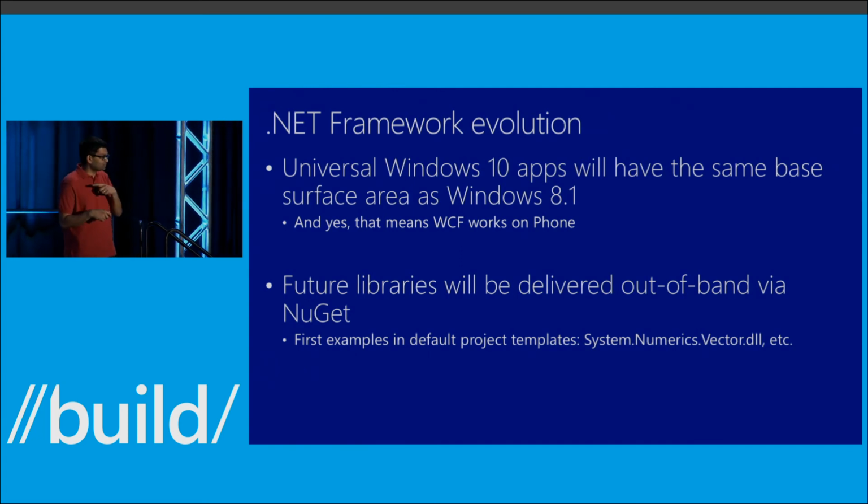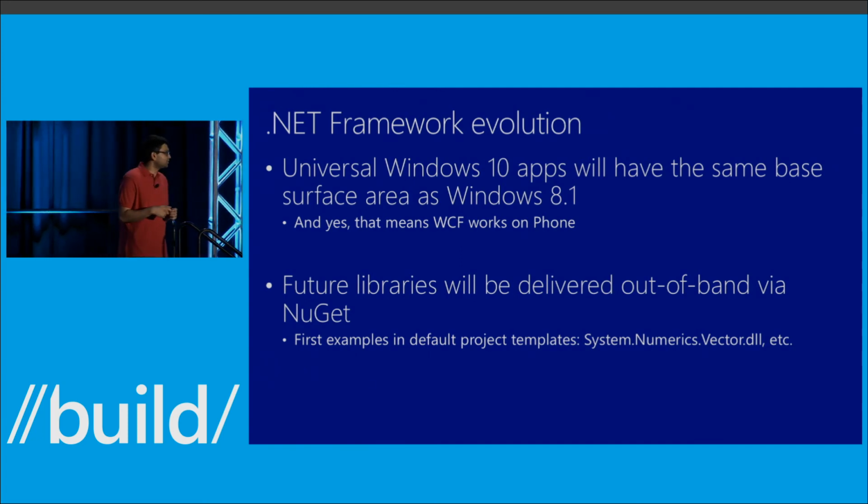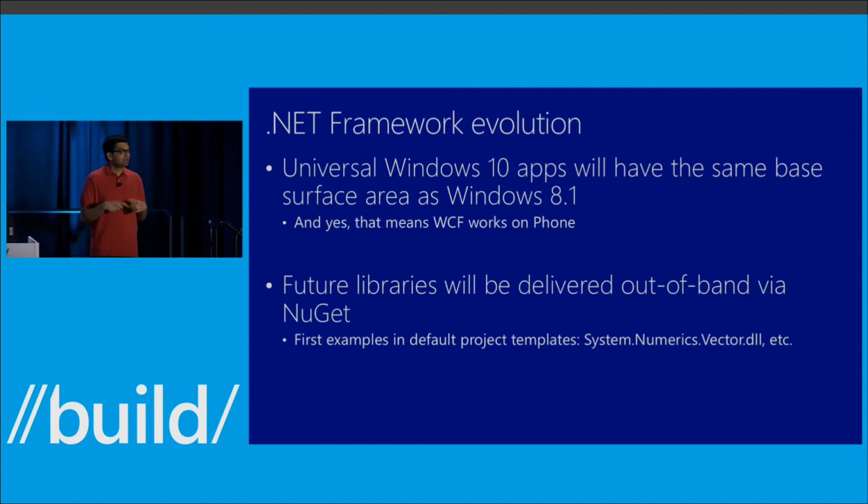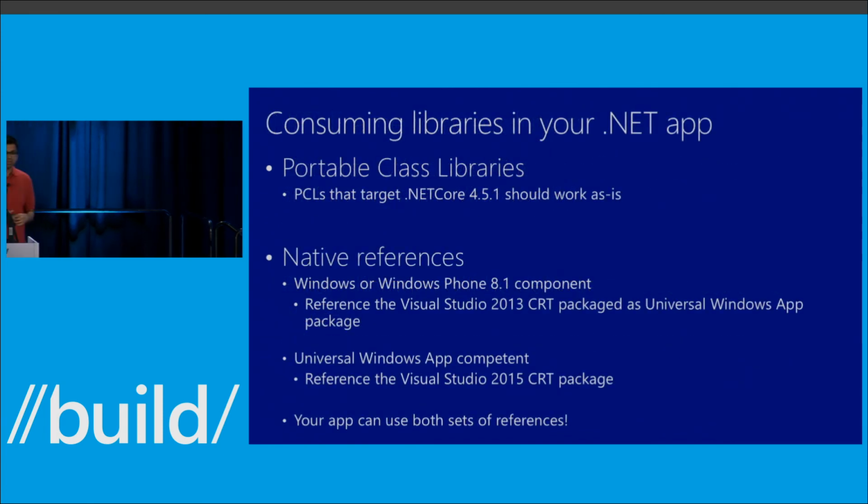If you take a look at the default project templates in Visual Studio, we already have the first few examples, where we have System.Numerics, for example, included in your default template. We'll start adding more and more surface area to your projects based on what you guys need, over time as NuGet deliverables, and that allows us to be agile and quick and get things out to you quickly.